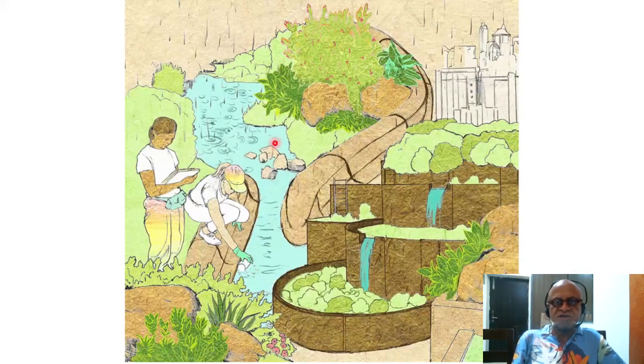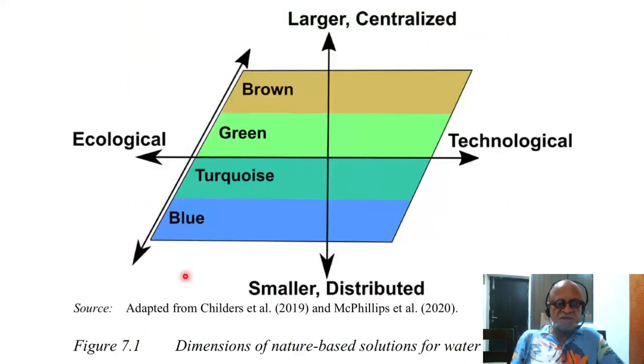So we already discussed the nice figure here. These are nice. I included them just because they are so indicative of what is being discussed. So in chapter 7 we look at dimensions of nature-based solutions for water resilience. So we talked about sets: ecological, technological, and social. So we are looking here at ecological, technical, small and distributed, and large and centralized. So you have color coding here: brown, green, turquoise, and blue.